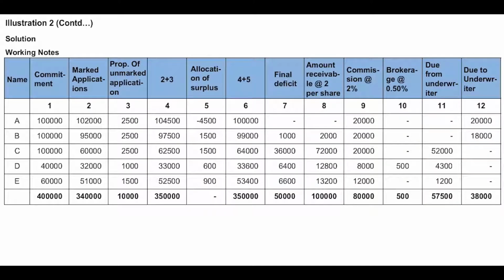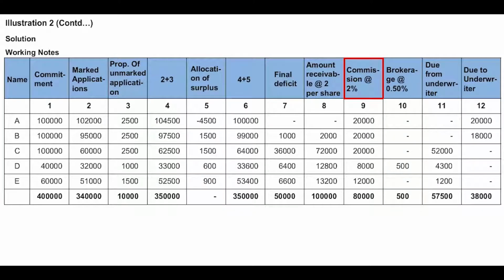E respectively. So since 2 rupees is payable at the time of application, column number 7 multiplied by 2 will give you 2,000, 72,000, 12,800 and 13,200. These are the amounts which need to be payable at the time of application, and this will be the liability of B, C, D and E of the underwriters.